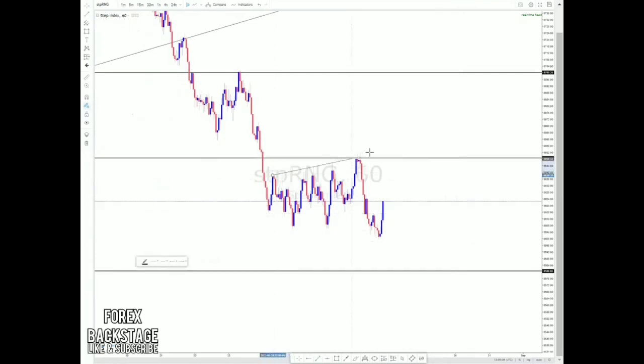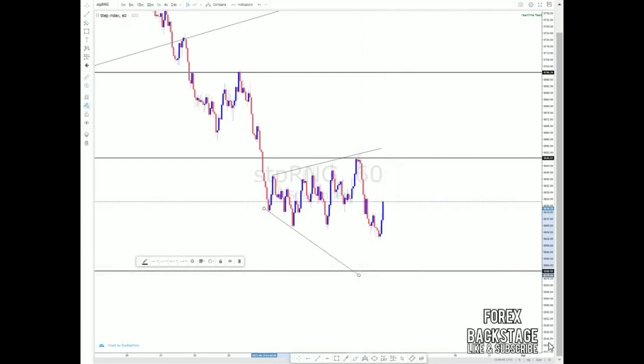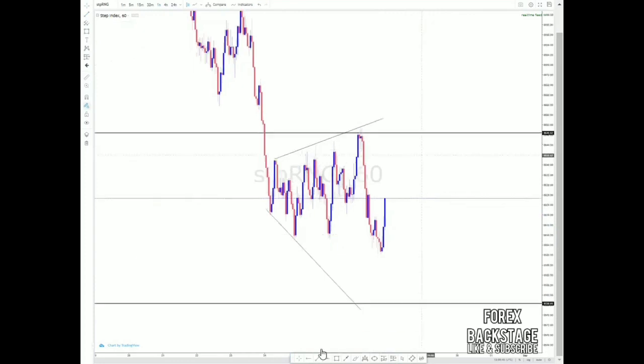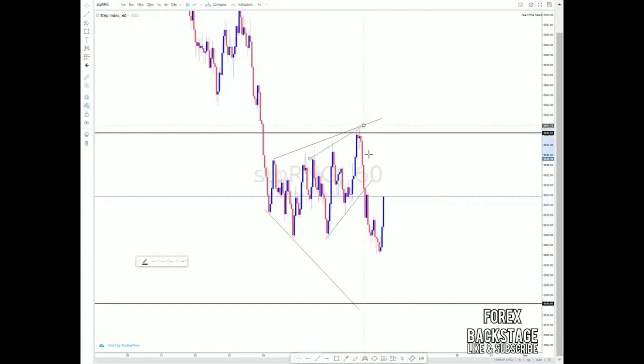We are having this channel here. This is an expanding channel, the opposite of the channel I was talking about, the contraction channel. You can see this is an expanding channel, but within this expanding channel we can see that we had this channel here. This is pattern within patterns.